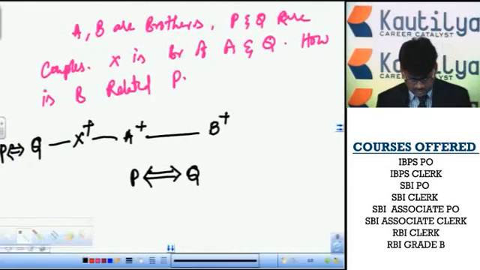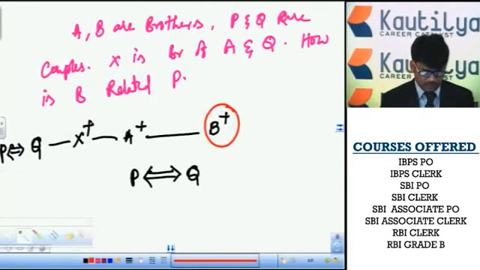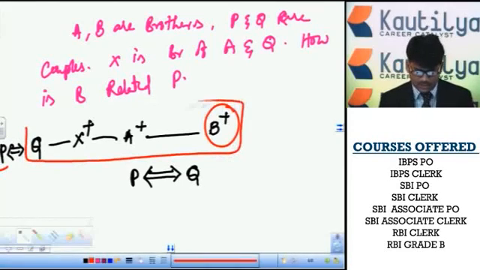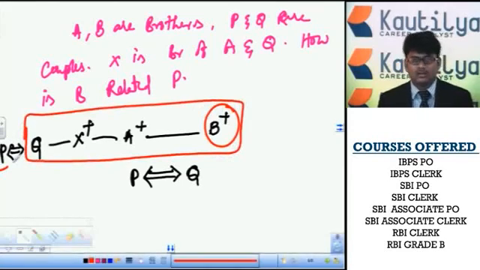Then the question is clearly: how is B related to P? We have to identify the relationship of B with P. First, these three persons are in one horizontal line, which means they are all siblings. Then we take the relationship from P to B.